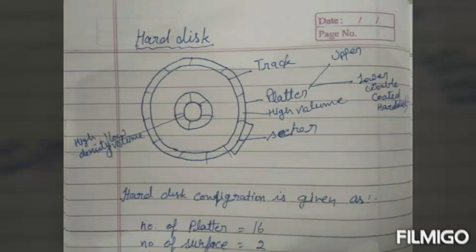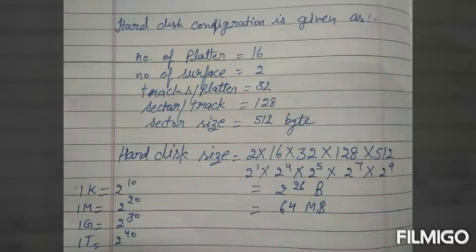Now we will discuss how we can measure the size of a hard disk with the help of an example. The configuration is given as: number of platters is equal to 16, number of surfaces is equal to 2, tracks per platter is equal to 32, sectors per track is equal to 128, sector size is equal to 512 bytes. To measure the size of the hard disk, write all the numbers in multiplication form and present these numbers in binary form. Now we will solve these numbers.